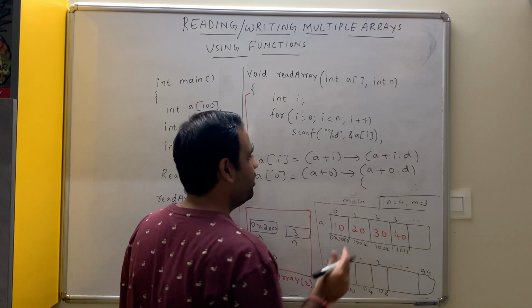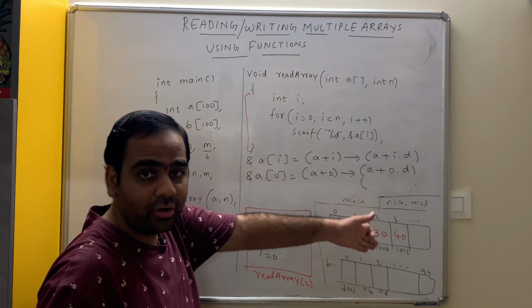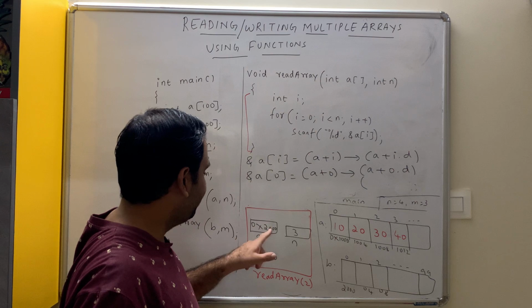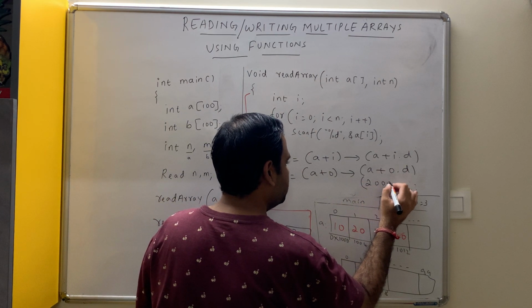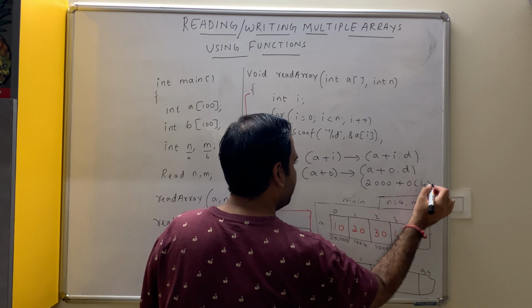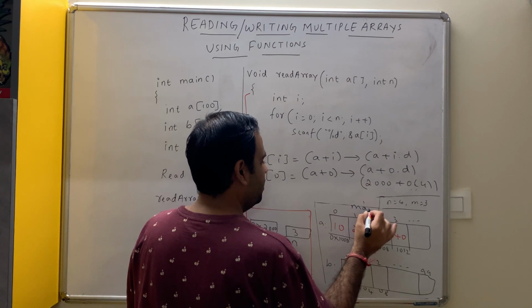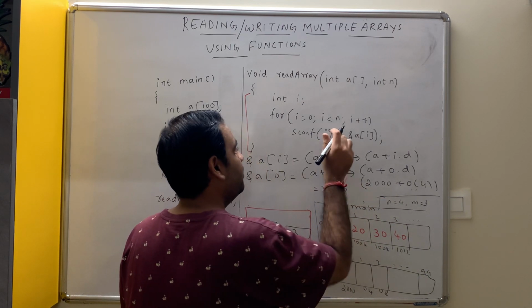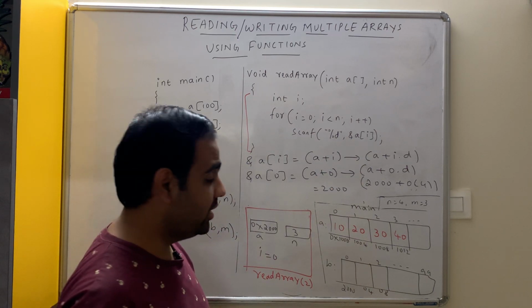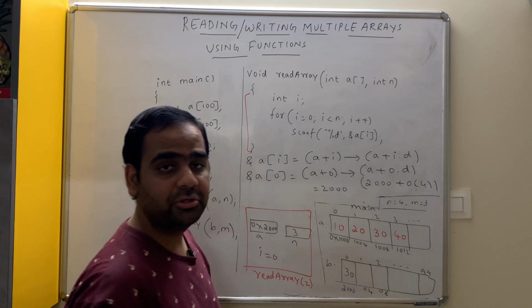Now what is the value of a in read array function? Because we are in read array, do not see the main, we are in the read array function. What is the value of a in read array? It is 2000. Therefore it is 2000 plus 0 into 4, because the size of array data type is integer. 2000 plus 0 into 4 is 2000, and you get 2000. What does it mean? Read integer at location 2000. This is location 2000. Suppose you enter 30, 30 will be stored.